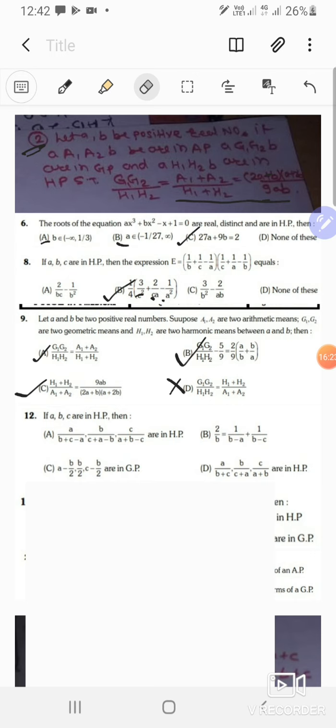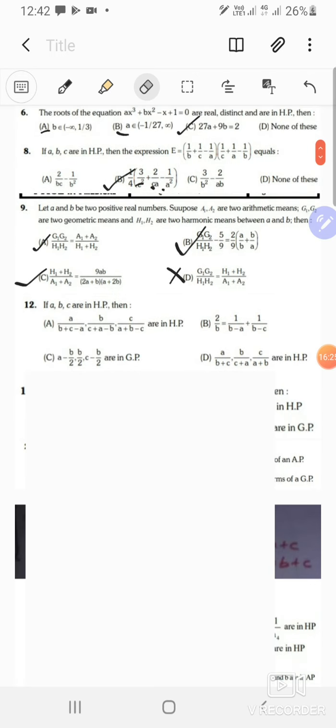So if A, B, C are in harmonic progression, then A upon B plus C minus A, B upon C plus A minus B are in harmonic progression. Let's see if the first one is correct. So let's do the first option. So what can you do?